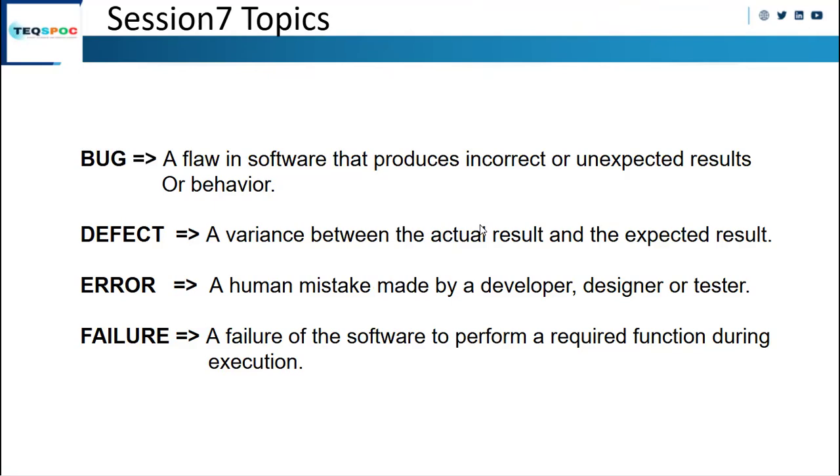Then error. Errors are basically human mistakes which we make, as a developer, a designer, or a tester. And failure, everybody knows what failure is. If you are not able to perform something according to the requirement, that is a failure. A failure is when the software fails to perform a requirement. Now coming to the next.